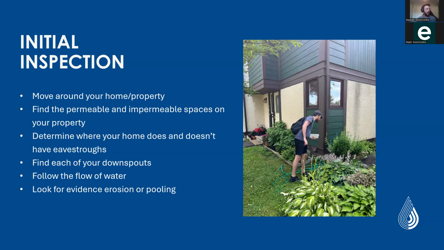Next, we're going to determine where our home does and doesn't have eaves troughs. You may already know this, but you'd be surprised how many people don't pay attention to that until it's something they want to deal with. So just make quick notes where your downspouts are, where there aren't any, if that's the case. Find each one of your downspouts and see how far they're coming out from your property, if they're directed towards your home or towards a driveway, impermeable area. Just take some notes down.